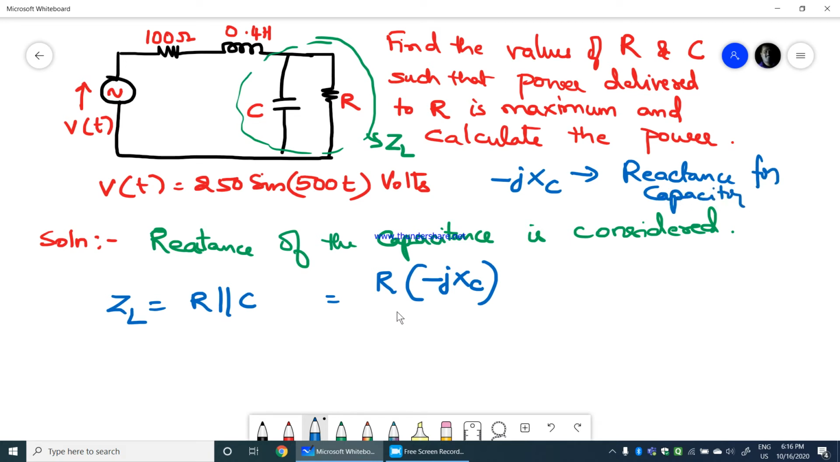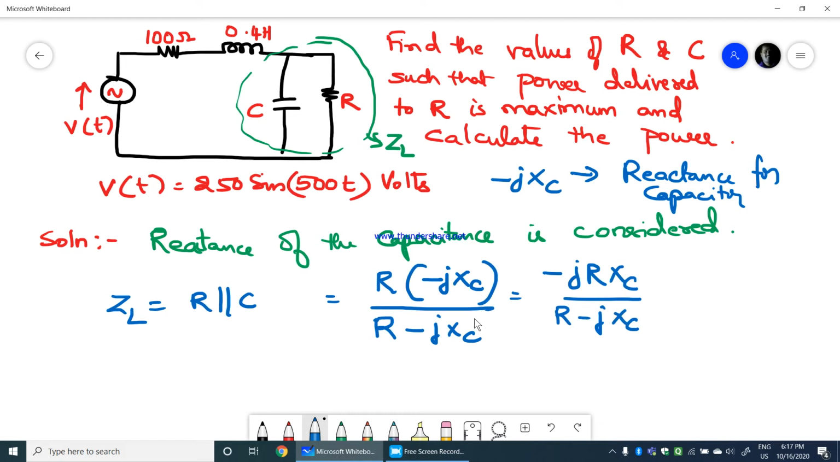Therefore R into minus J XC divided by R minus J into XC. Now why this equation? Because they both are in parallel. Therefore this will be equal to minus J times R XC divided by R minus J into XC.